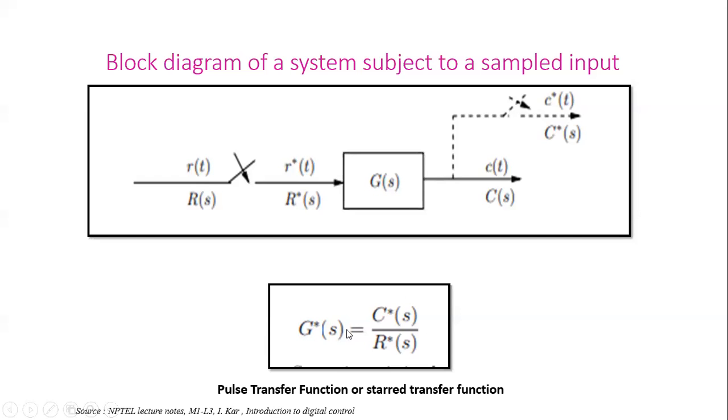You have G star of S, C star of S, and R star of S. So we have a digital quantity on the left hand, which is being related to the discrete quantities on the right hand as well. Sometimes this is also called a pulse transfer function, or the Z transform of a transfer function, or I can also call it a starred transfer function.